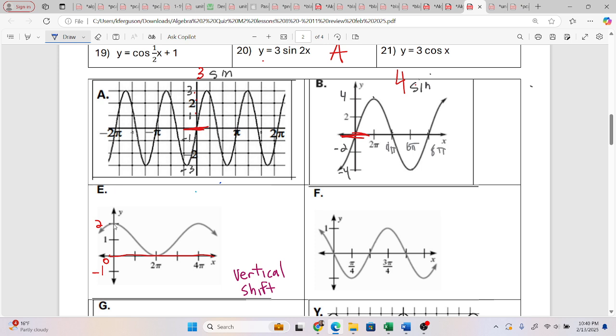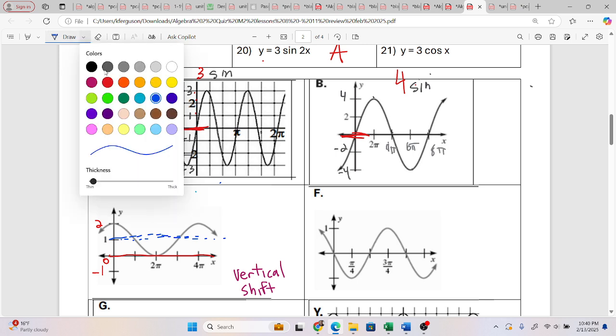The high point is 2 and the low point is 0. So the midline will be in the middle of those two. So from 0 to 1 and then from 1 to 2. So that means 1 is my midline. So we're going to draw that little line. Yeah, that's pretty bad, but that's okay. So now we got our midline.